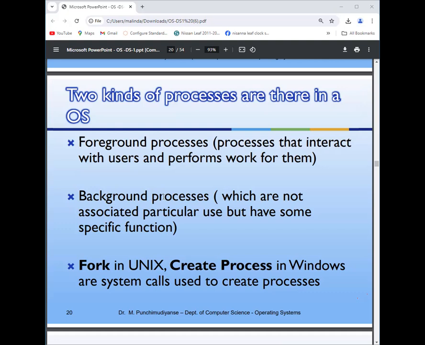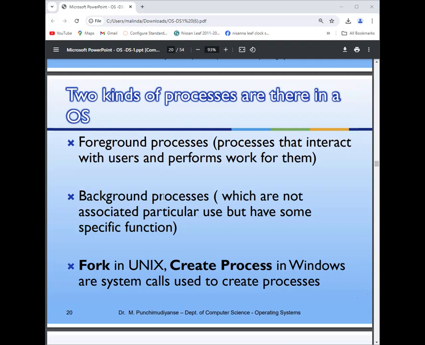Right. Then the background processes are processes running in the background, which are not directly interacting with the user, but may have some specific function, for example, the virus guard or spell checker. Those are not directly interacting with the users, but run in the background. So those are called background processes.